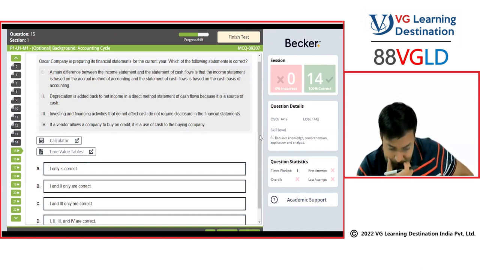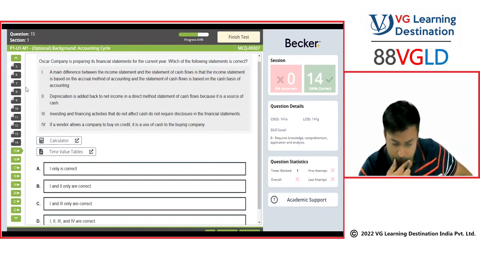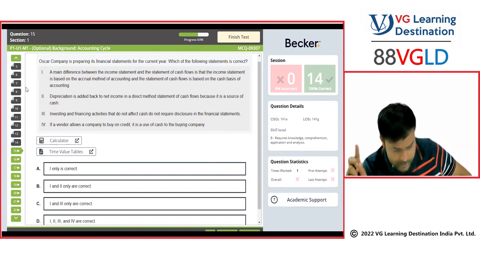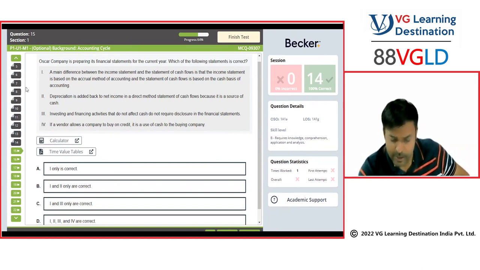Okay, let's see. The company is preparing its financial statement for the current year. Which of the following statement is correct? The main difference between the income statement and statement of the cash flow is that income statement is based on accrual and statement of cash flow is based on the cash method. This is correct. Depreciation is added back to the net income in the direct method. We have not done this direct method, indirect method, but this is actually wrong. Second is not correct. Investing and financing activity that do not affect the cash, do not require the disclosure. That is incorrect. We show it separately with a schedule.